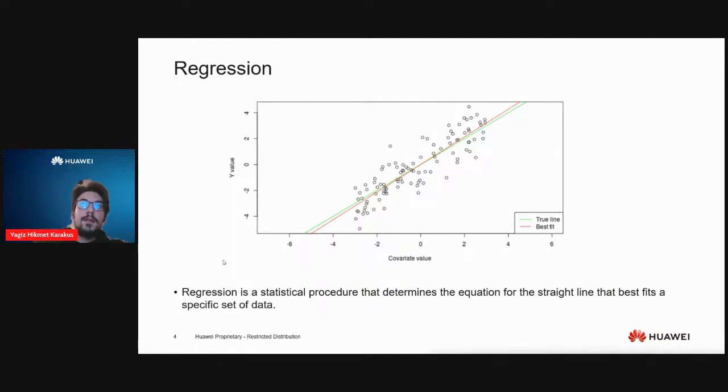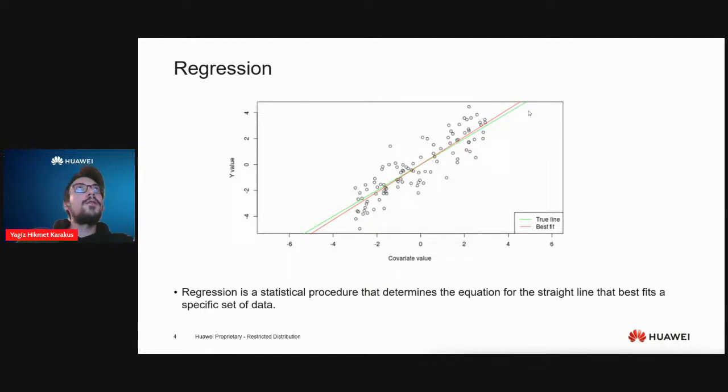So first, in machine learning, I want to talk about regression. Regression is a statistical procedure that determines the equation for the straight line that best fits a specific set of data. When I say straight line, I'm talking about simple regression. As you can see, the red line is our best fit line, and the one in green is our true line. We start from this line, and we go through finding the best fitting line.